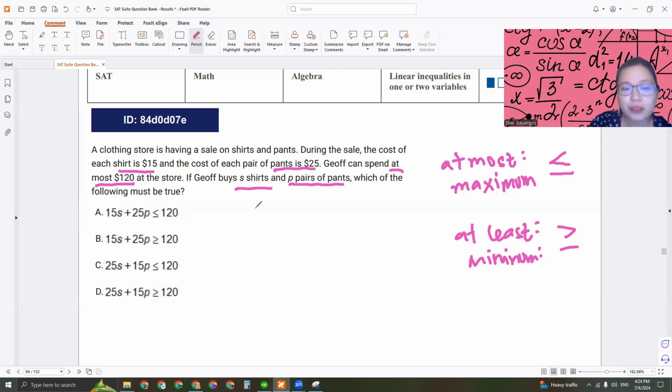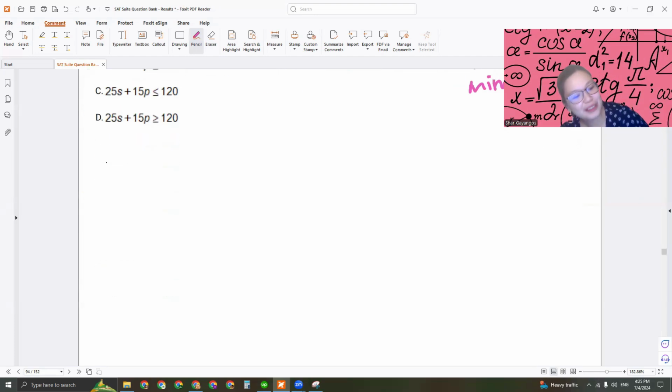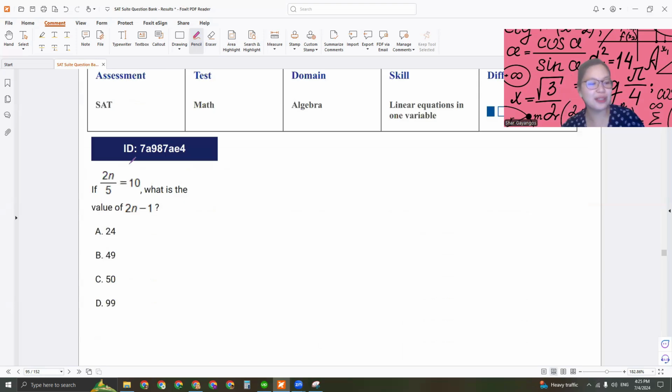George bought S shirts, $15 each, so that will be 15S. And similarly, 25 per pants. And then we're looking at most, so he only gets to spend a maximum of $120. And that is how you set up linear inequalities, okay? So again, at this point, it's just the switcheroo. So be very careful. You might know what to do, but you might select the wrong one. So better check your answer or double check each coefficient, okay? All right, let's continue with Q95.